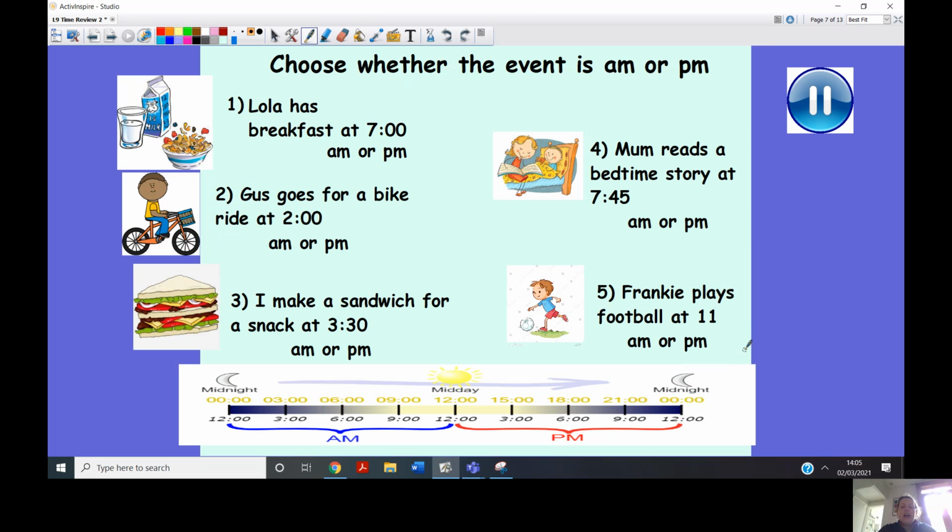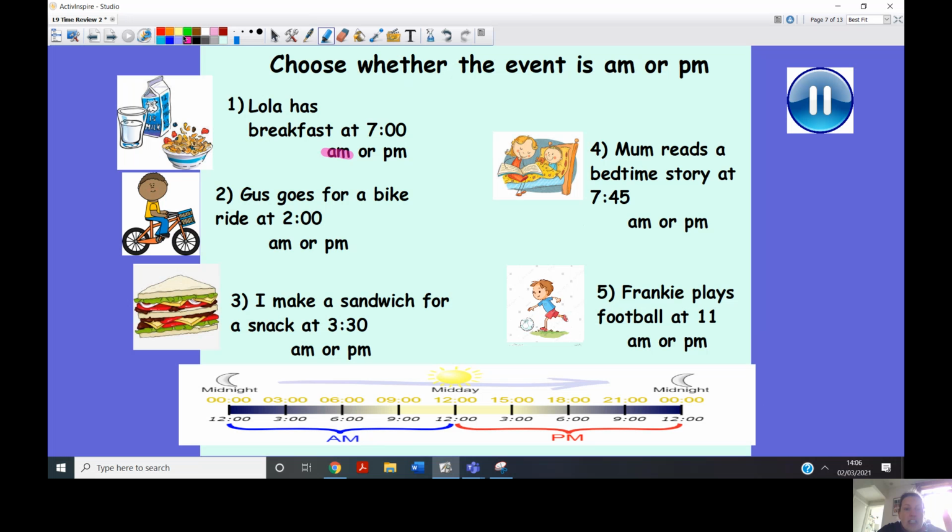So I have given you a sentence and you need to choose whether the event is AM or PM. I'll go through the first one with you as an example. Lola has breakfast at 7 o'clock. Does she have breakfast at 7 a.m. or 7 p.m? Breakfast is the first meal of the day after I wake up. And I look down here, oh, I've got this to help me, that I start waking up. I wake up at around 7 a.m. So I think she has breakfast at 7 a.m, which would be correct.